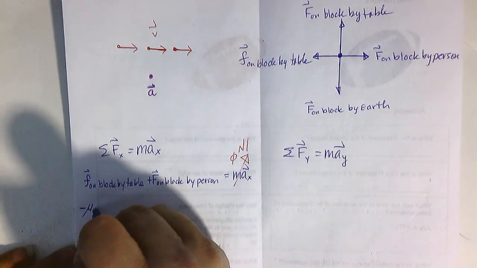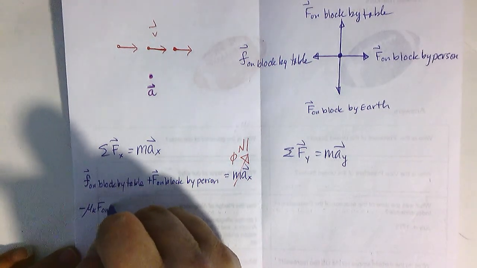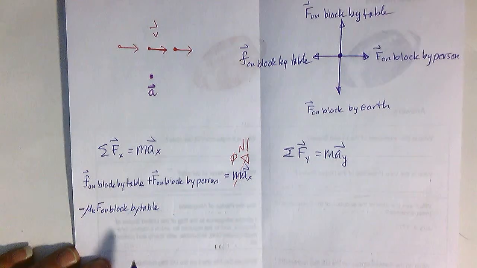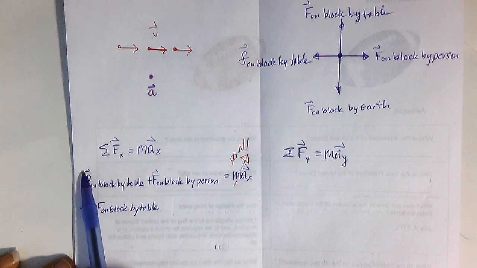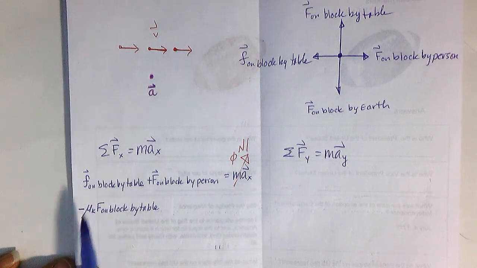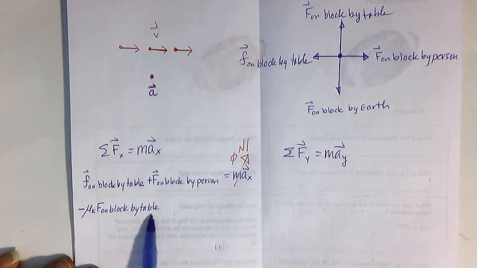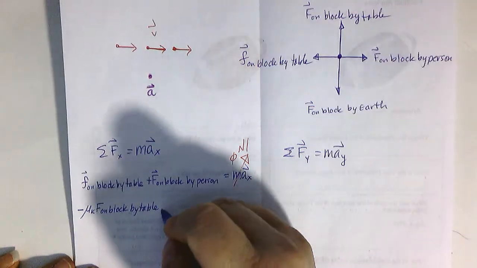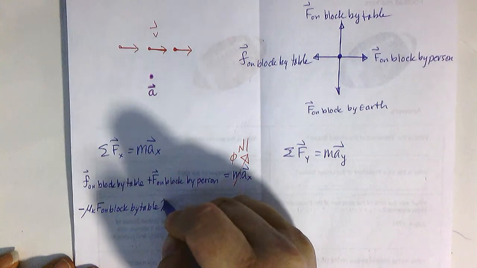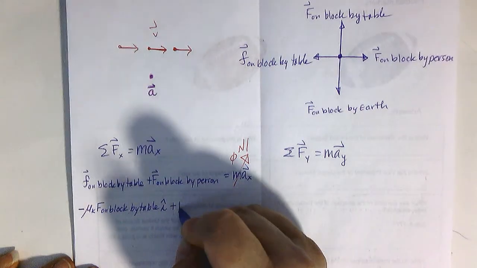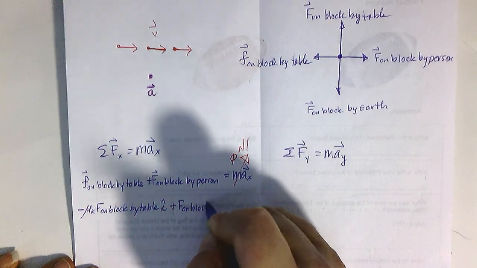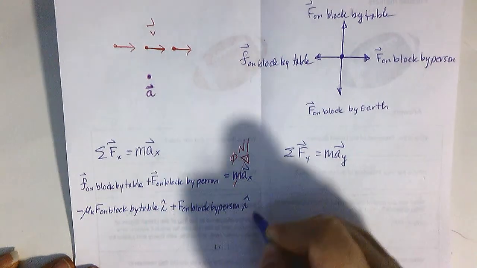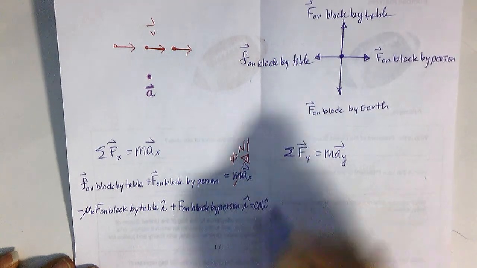So I have minus mu sub K, capital F on block by table. Again, remember, lowercase f, this is friction. Capital F, this is the normal force, magnitude times the coefficient of friction. And that's going to be in the i hat direction. Plus force on block by person, i hat, and that's equal to 0 newtons i hat.